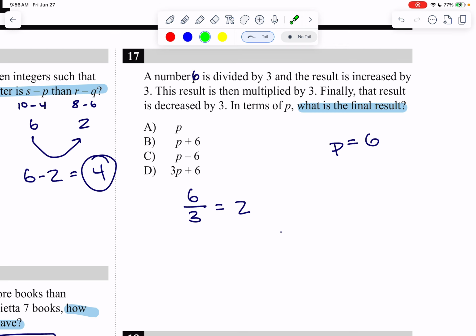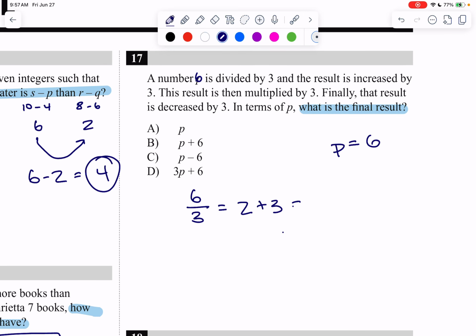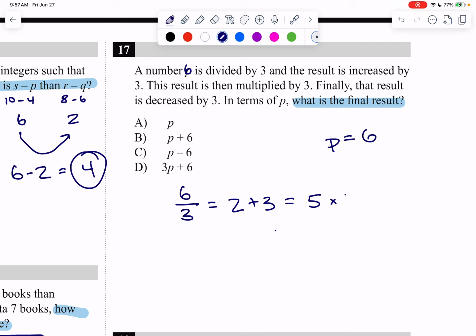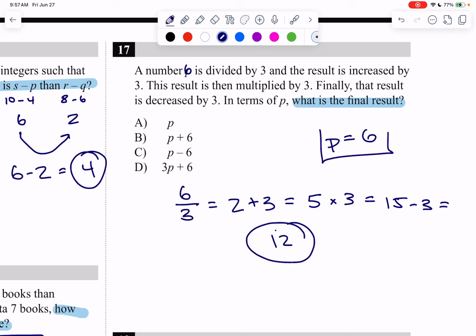And then the result is increased by 3. So I'm going to increase it by 3, and I'm going to get 5. And then this result is multiplied by 3. So I'm going to multiply it by 3, and I'm going to get 15. And then finally, the result is decreased by 3. So let's decrease that by 3, and we're going to get 12. So that's our final result. That's what we're looking for. So we're going to circle it up, put a box around the numbers that we picked. In goes the box, out comes the circle.